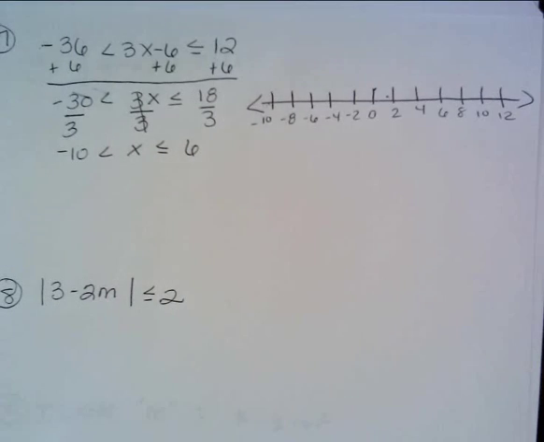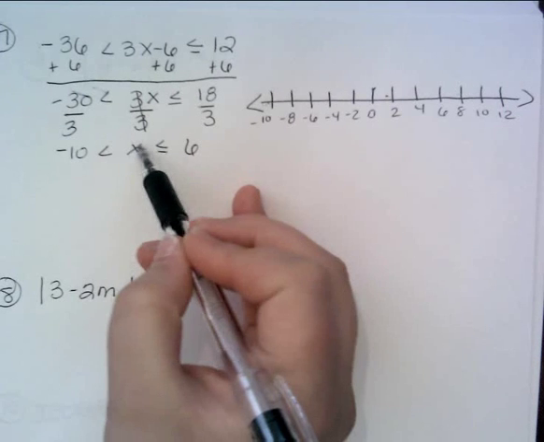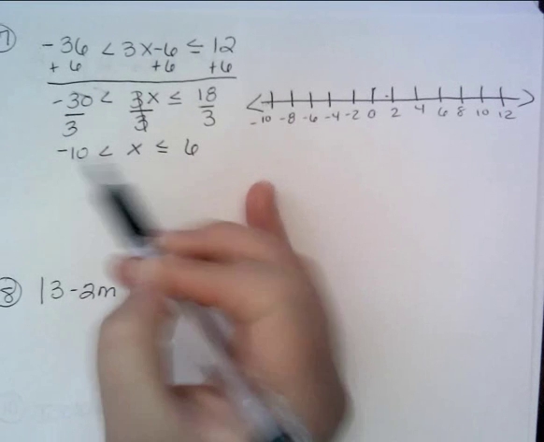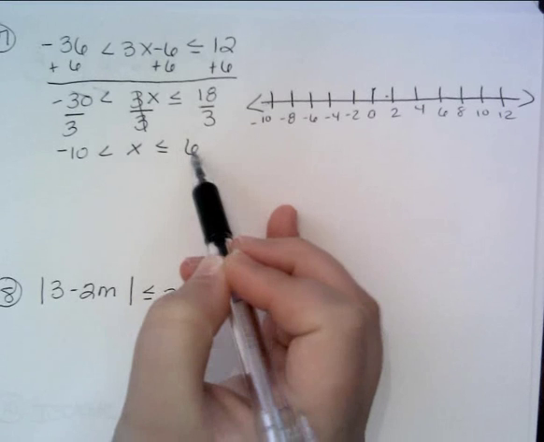So now we have a negative 10 and a positive 6. So what they're telling you is that x lies somewhere in between negative 10 and 6. Okay, well, negative 10 is here. I'm just going to put this little star here just so we can see it. And then positive 6 is here. So it's saying x lies in between here.